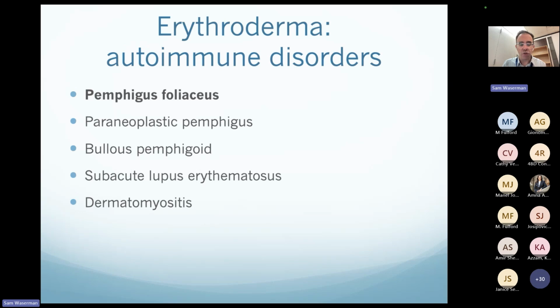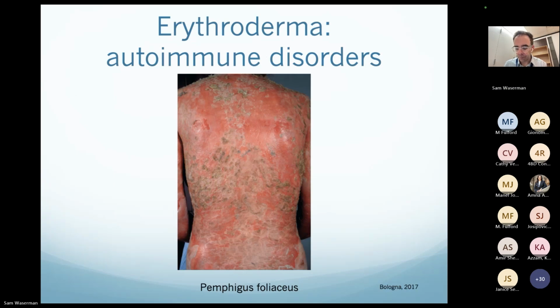So just briefly, talking about autoimmune disorders, I just want to touch on for a second pemphigus foliaceus. So this is pemphigus foliaceus. This is a very benign form of pemphigus, and it very rarely evolves into erythroderma. But you see here these superficial and fragile blisters that lead to these widespread crusts. And then you see these erosions here as well on a background of erythema.